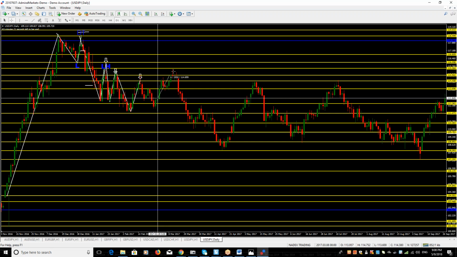Now, if you get greedy and say, okay, it might go back up to these levels, then that's what you might be thinking of. But the fact that it's already going down in a downtrend, the likely chance is that you will get some pips and then it will stop you.